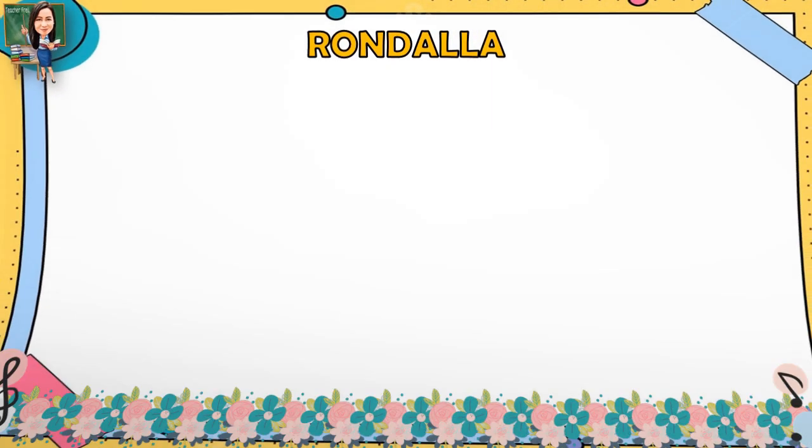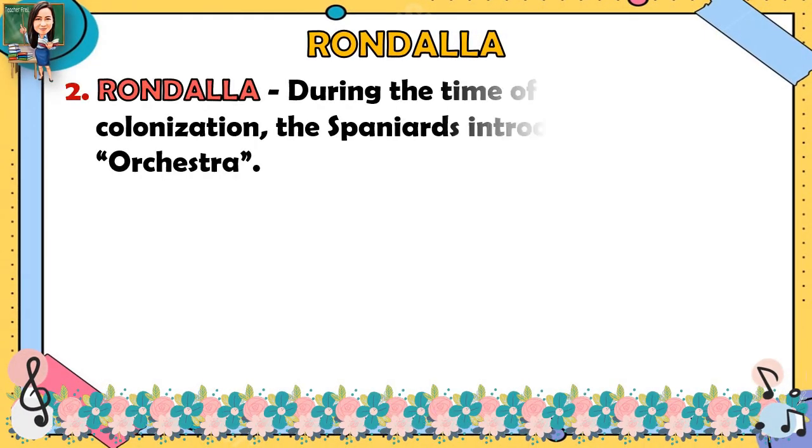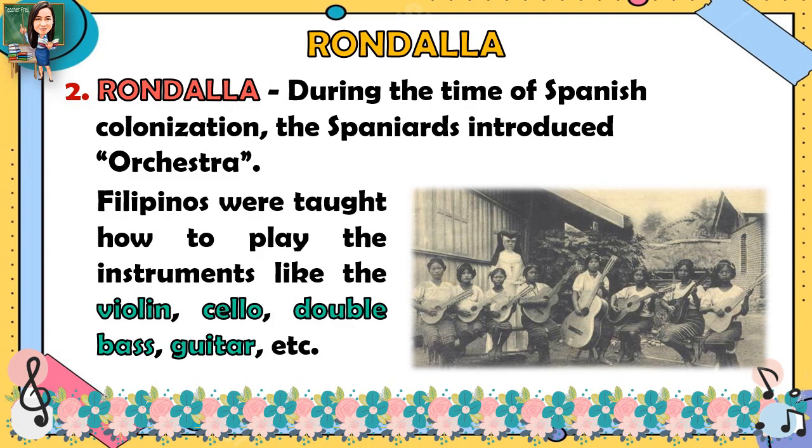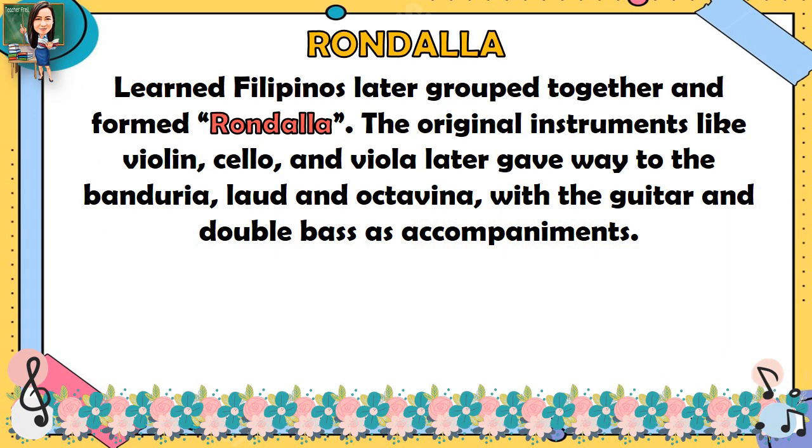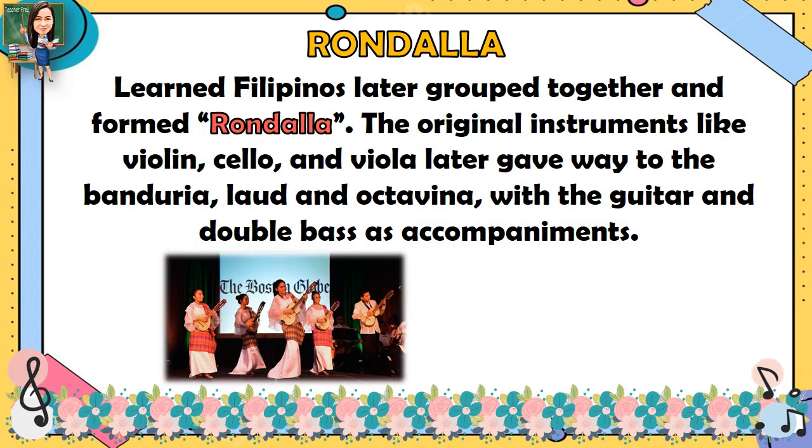The second one is Rondalla. During the time of Spanish colonization, the Spaniards introduced the orchestra. Filipinos were taught how to play instruments like the violin, cello, double bass, etc. Learned Filipinos later grouped together and formed Rondalla.